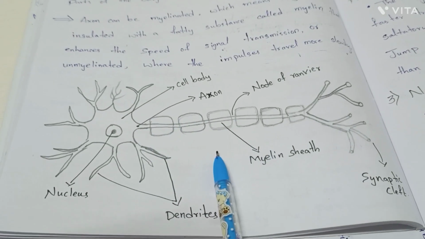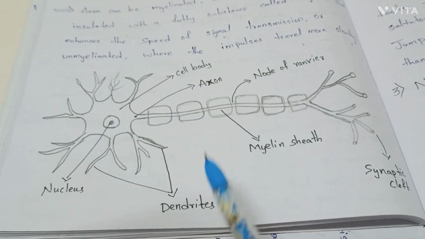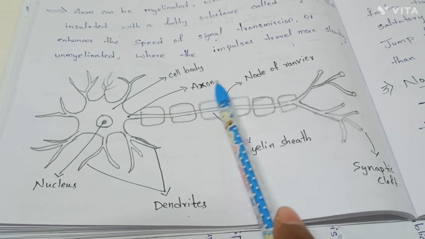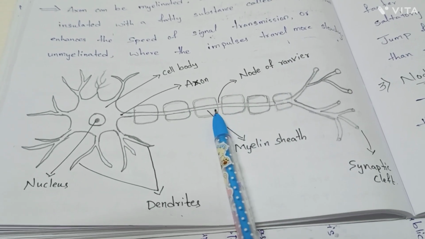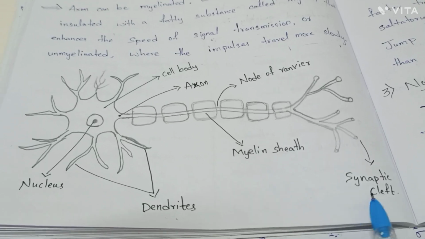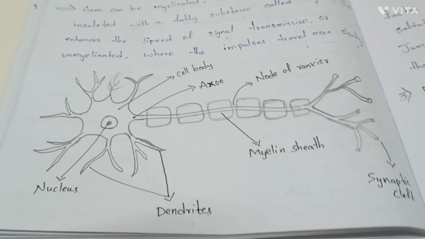As you can see, this is the picture of a neuron. It has a nucleus, dendrites, cell body, and an axon. This is the node of Ranvier, and this is the myelin sheath, and this is the synaptic cleft.